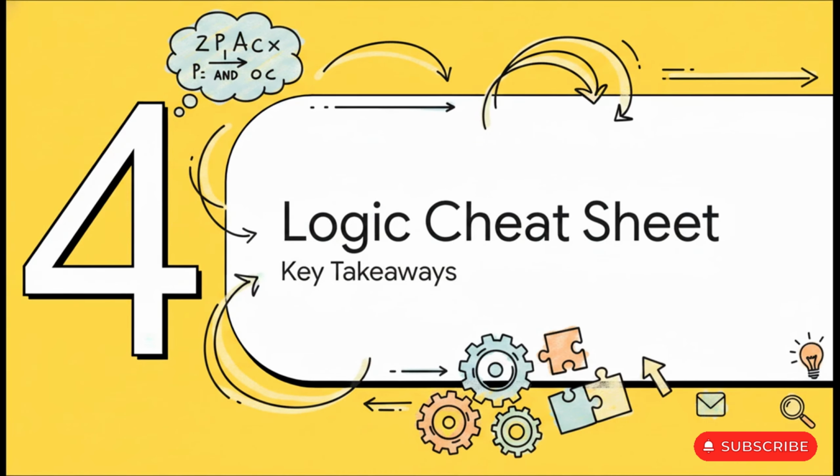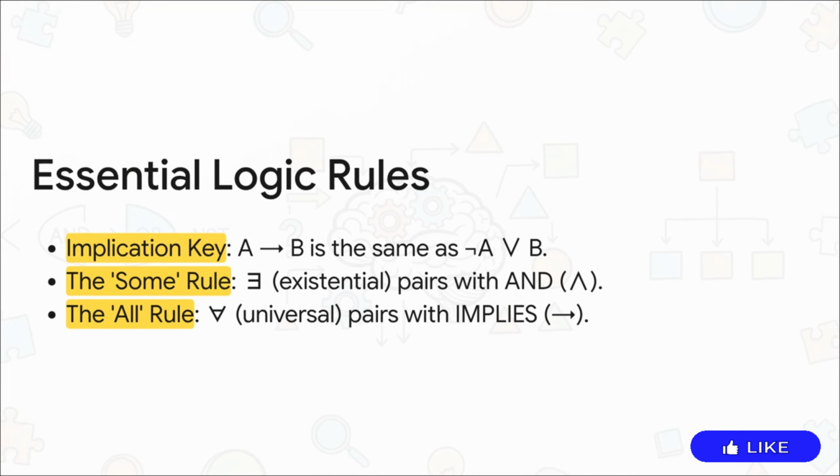All right, so let's boil all that down. What are the absolute key takeaways from our little logic adventure? Let's put our most powerful tools all in one place like a cheat sheet. Okay, it really comes down to just these 3 rules. First, that implication key. A implies B is the same as not A or B. That's your transformer. Second, the some rule, the existential quantifier. The some guy pairs with and. And third, the all rule, the universal quantifier. The all guy pairs with implies. Seriously, with just these 3 rules, you can take apart and build a staggering number of logical arguments.